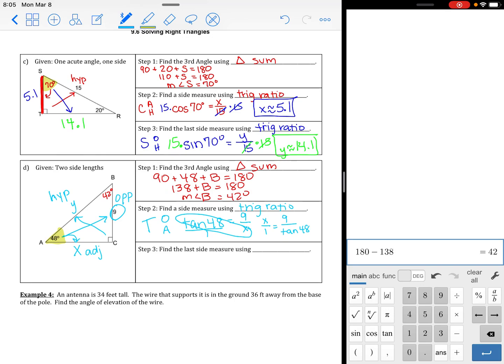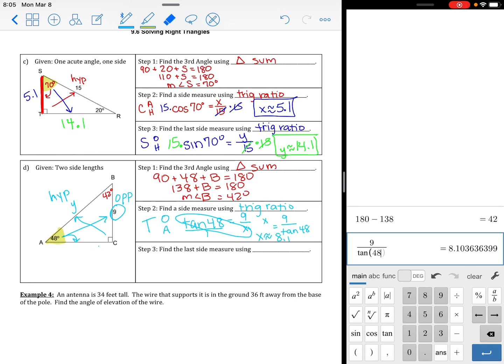So now, x over 1 is the same thing as x, so I'll have the value of x if I just divide. So I'm going to do 9 divided by the tangent of 48. And so x is approximately 8.1. All right, so now I know that the adjacent side here is about 8.1.